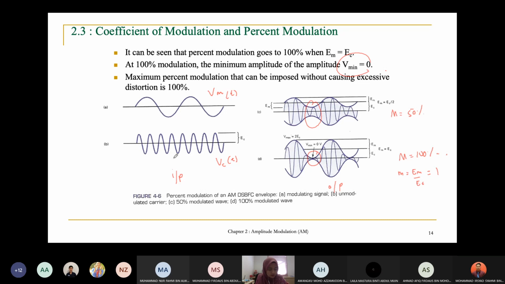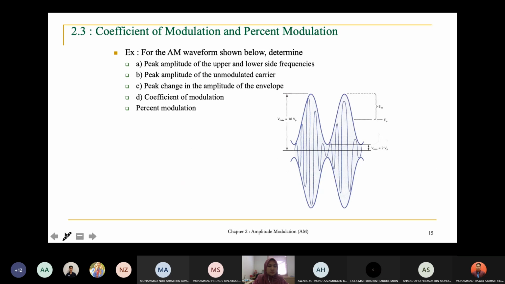Okay, so next we have another example. This example gives you this figure, the output AM envelope. At the output AM envelope, you have been given the Vmax and also the Vmin. The first question: calculate the peak amplitude of the upper and lower side frequency. So basically, this question asks you to calculate the EUSF and also ELSF, the amplitude of the upper and lower side frequency.